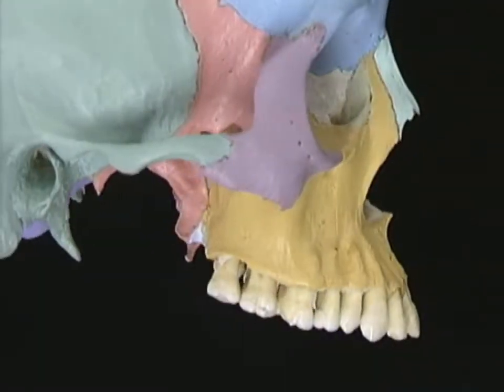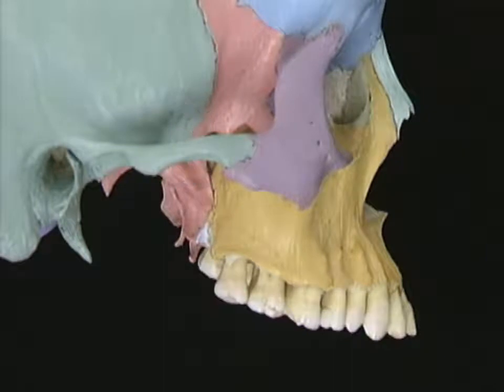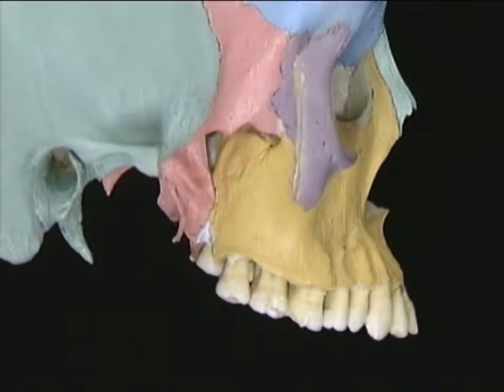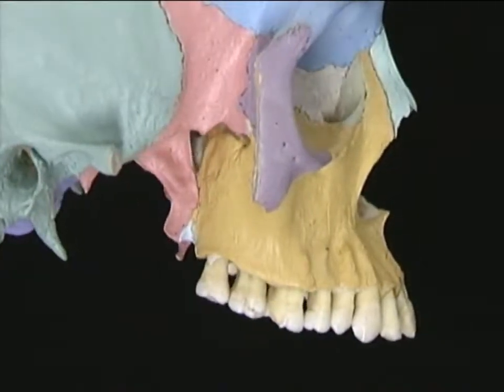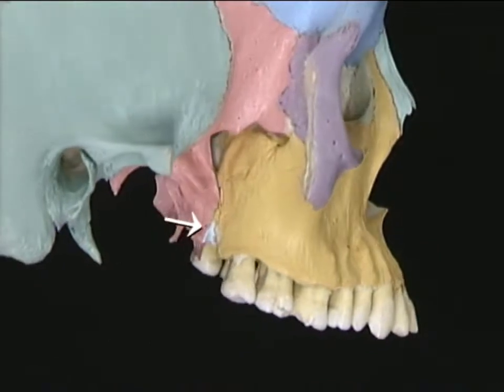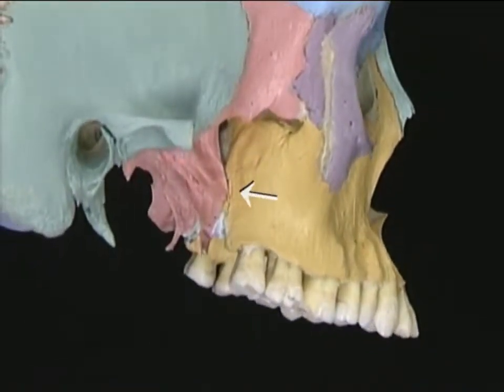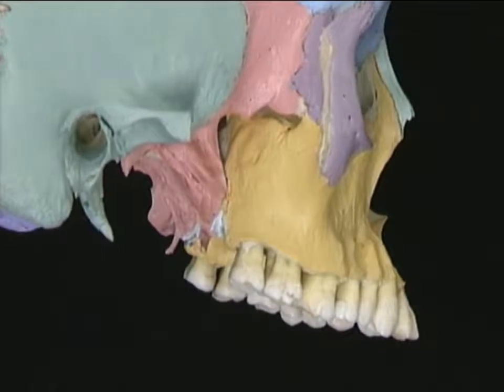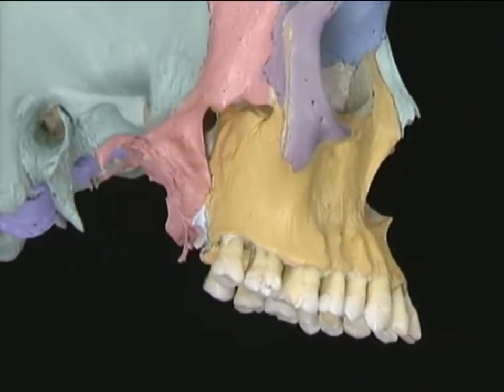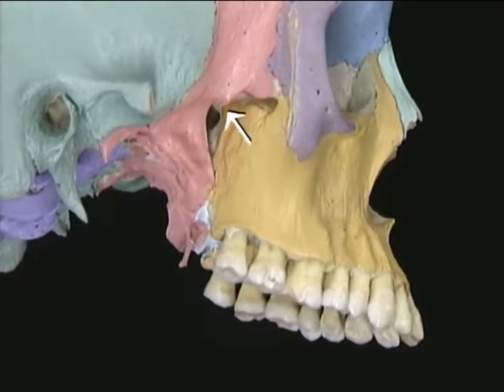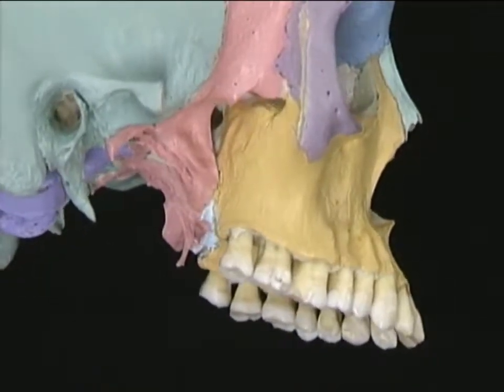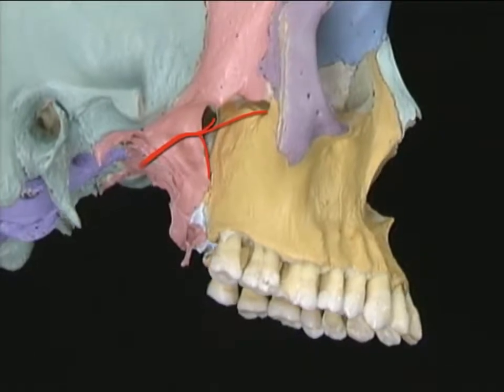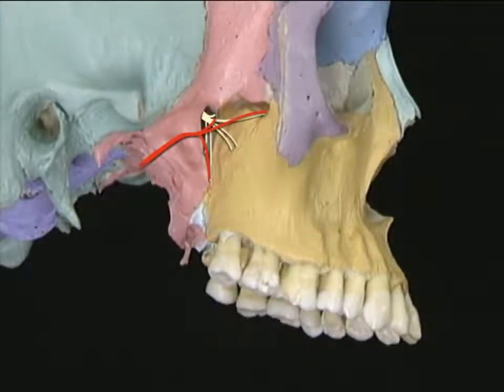The pterygopalatine fossa is in here. To get a clear look at it, we need to remove the zygomatic arch. This is the pterygopalatine fossa. It lies between the pterygoid process and the hollow part of the maxilla. It's closed off medially by the perpendicular plate of the palatine bone. Above, it opens into the inferior orbital fissure. The terminal branches of the maxillary artery and all the branches of the maxillary nerve pass through the pterygopalatine fossa, and the pterygopalatine ganglion lies in its depths.